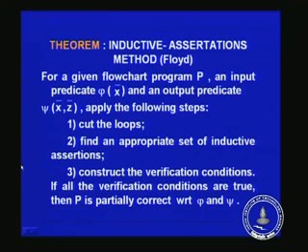Those inductive assertions should bring out the relationship between the program variables and the input variables when the control reaches that point. Construct the verification conditions. So, here we have constructed the verification conditions for the path alpha, for the path beta, and for the path gamma. If all the verification conditions are true, then P is partially correct with respect to phi and psi. This is for partial correctness.